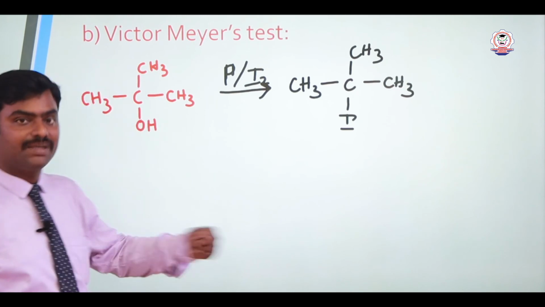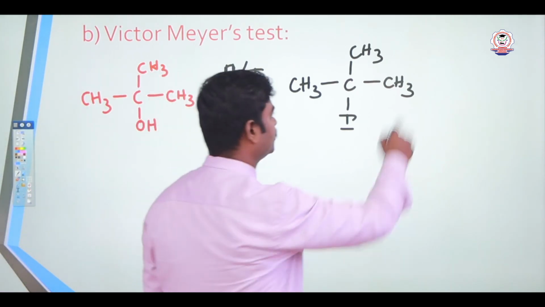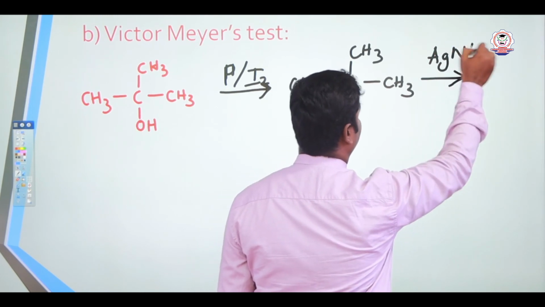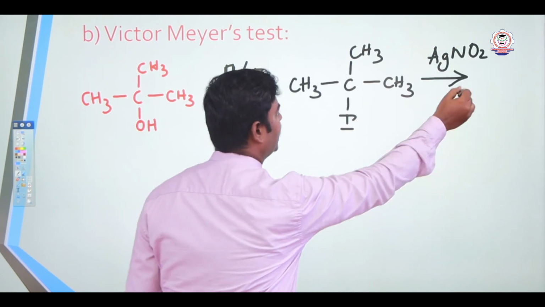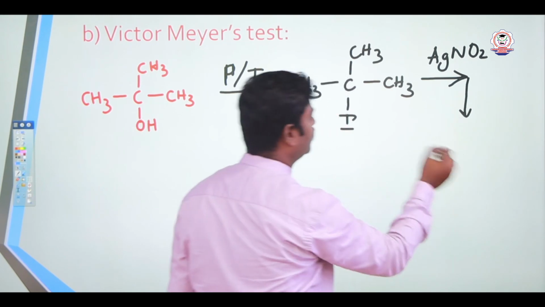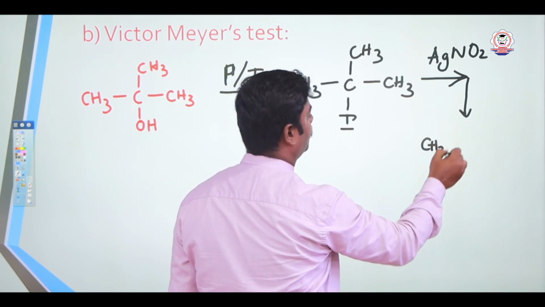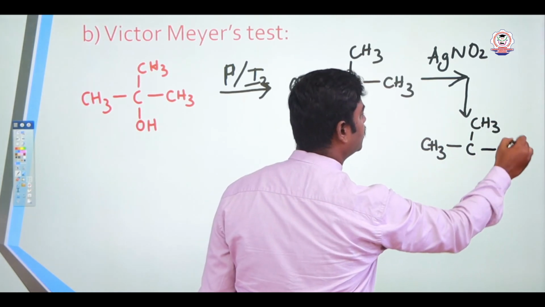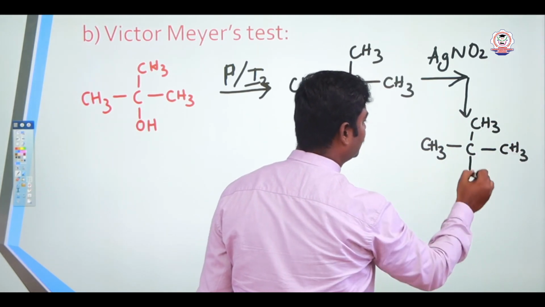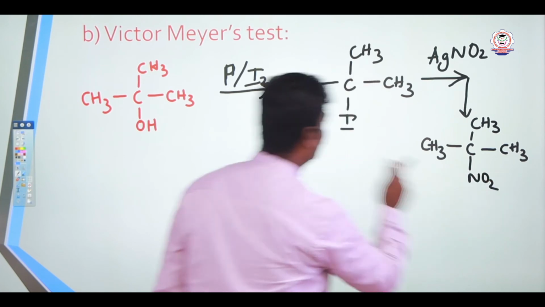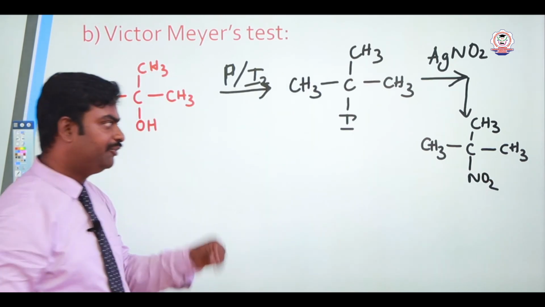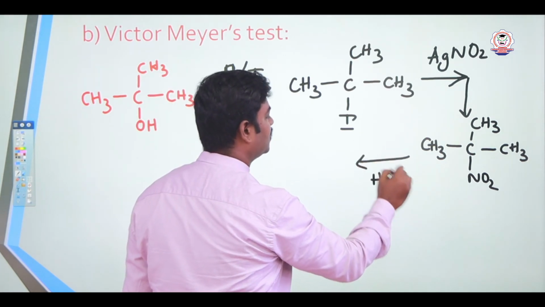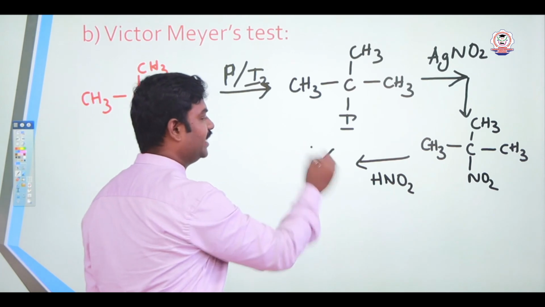The next step is AgNO2 addition, substitution with AgNO2. So in this reaction, we are getting the compound CH3, C, CH3, CH3 and then an NO2 group instead of iodine. Now if you put HNO2, what happens? It doesn't give any reaction.